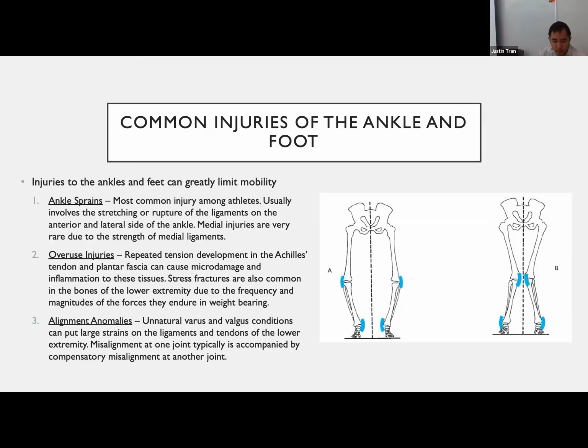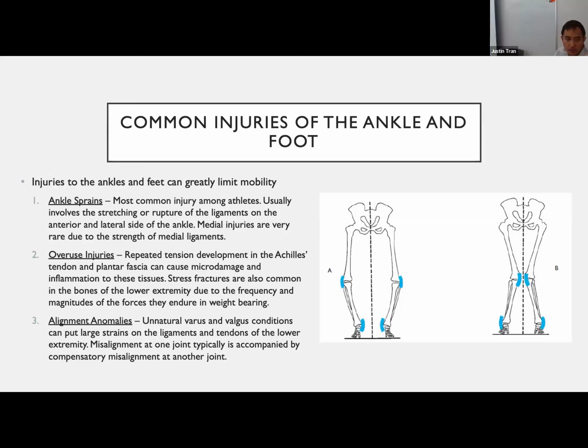Overuse injuries, we've already talked about this. The Achilles is a really important tendon in the back of your leg. It's responsible primarily for plantar flexion of your foot, but it can also get hurt through a lot of overuse as well.